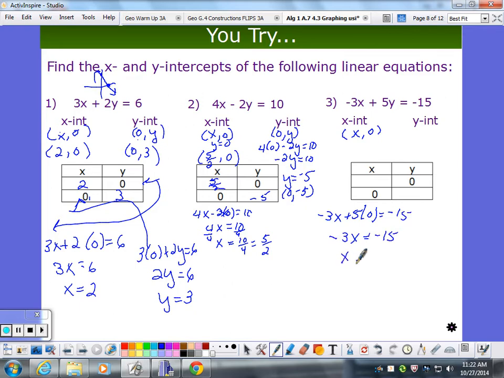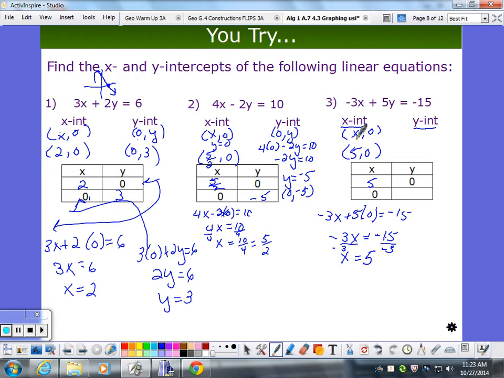So what's x? Divide both sides by -3. Negative over negative is positive. 15 over 3. So that goes here. What's your x-intercept? 5, 0.